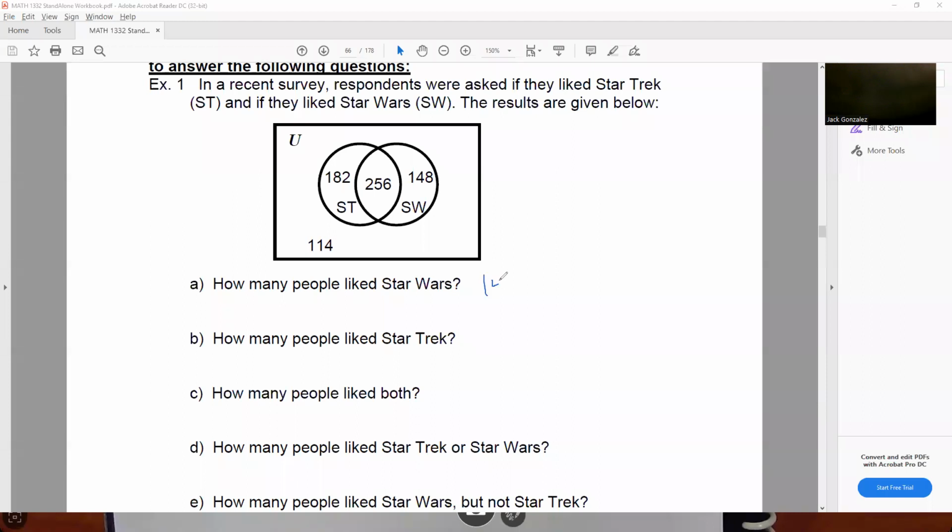This was 148 plus 256. Star Trek is 182 plus 256. How many people like both? Or if you liked either or. So that one's a little more complicated.